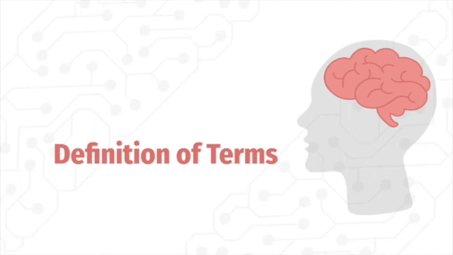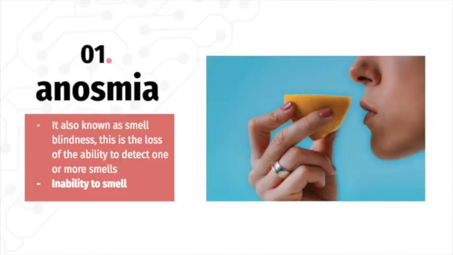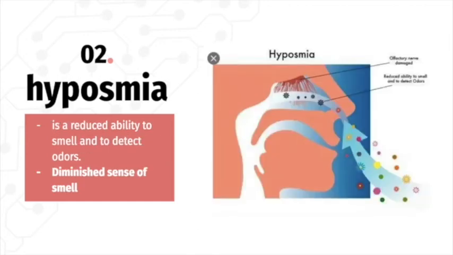So we have the definition of terms. First we have anosmia. Anosmia is also known as smell blindness. This is the loss of the ability to detect one or more smells, or in short, the inability to smell. On the other hand, we have hyposmia, which is a reduced ability to smell and to detect odors. In other words, it is a diminished sense of smell. This is different from anosmia because anosmia is the inability to smell. However, hyposmia is the diminished sense of smell.